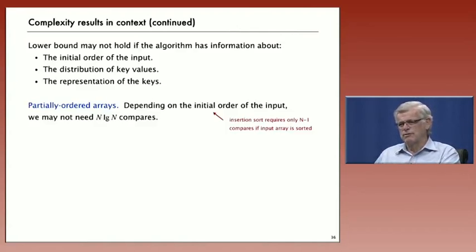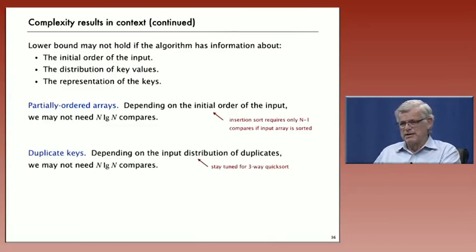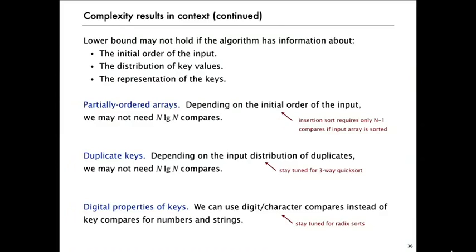So with partially ordered arrays, we may not need n log n compares. With duplicate keys, we may not need n log n compares. We're going to look at a method that gets that done in linear time in a lot of situations. And later on, we'll look at digital properties of keys where we can use digit or character compares instead of whole key compares and get a faster sort for certain practical applications. Computational complexity is a very useful way to help us understand properties of algorithms and help guide our design decisions.